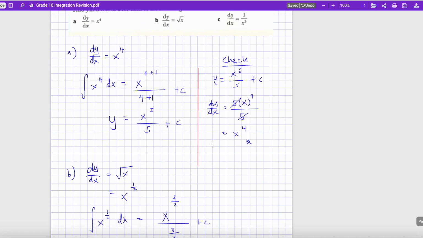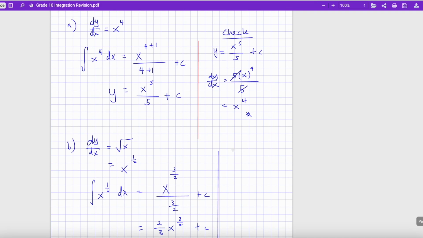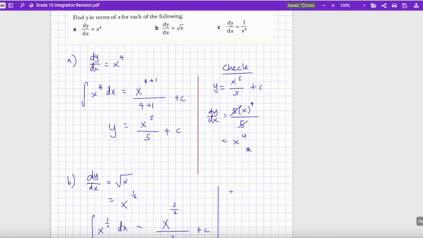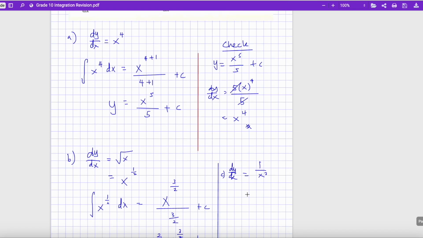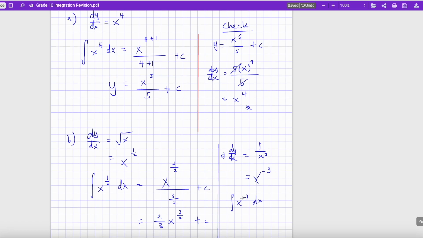Okay, part C. All right, maybe I'll do it over here. dy dx is 1 over x cubed. So dy over dx is 1 over x cubed, which essentially is x to the power minus 3. All right, so let's integrate this guy. Integrate x to the power minus 3 dx.